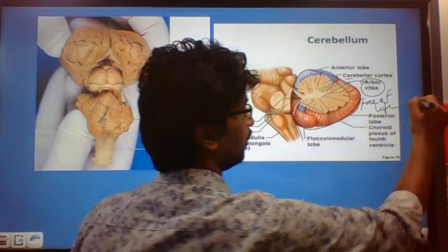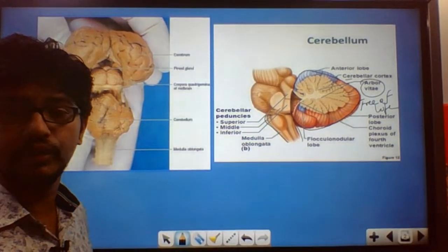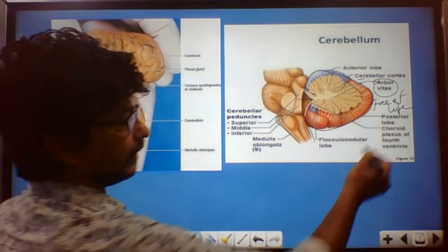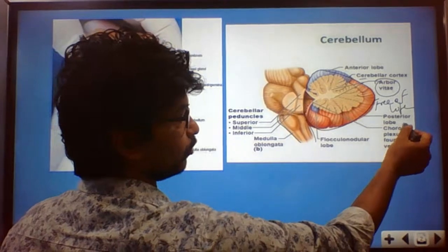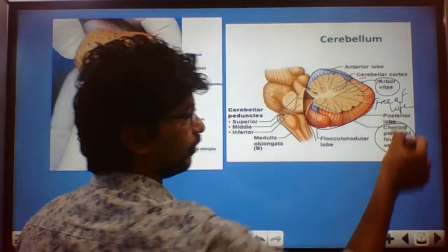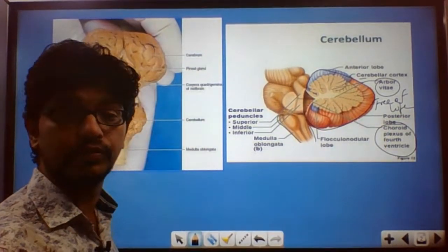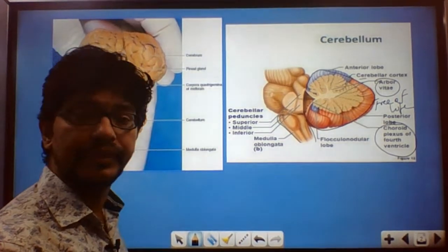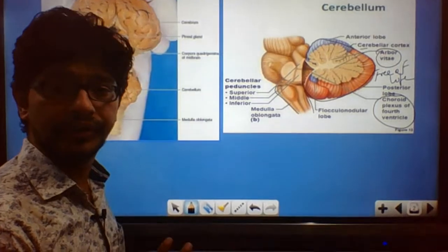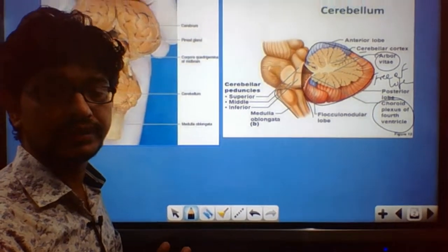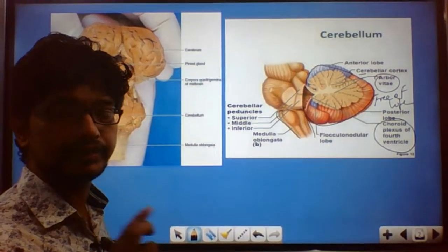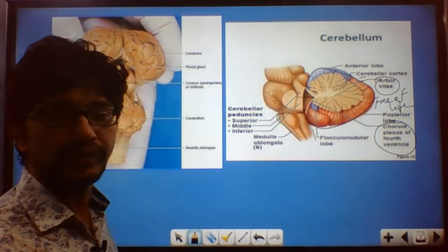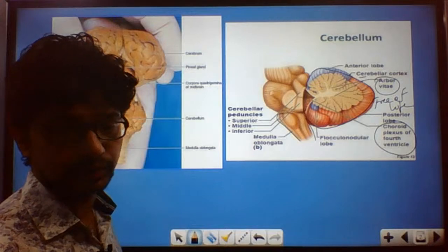I also told you the main functions performed by the medulla oblongata along with the pons varolii. This is the posterior lobe, and here you can see the choroid plexus. I hope you remember I talked about the fourth ventricle. The human brain consists of four ventricles, and I specifically mentioned the two ampullas of the fourth ventricle. I hope you can recollect all the things that we discussed last week.